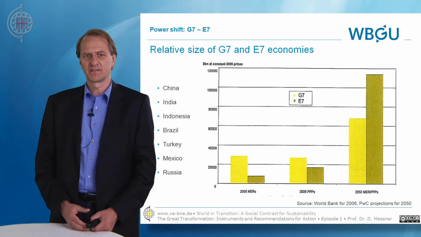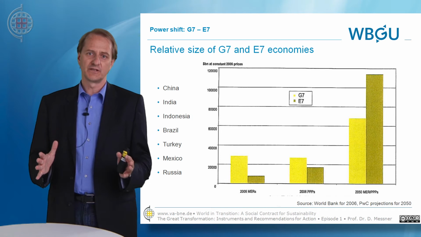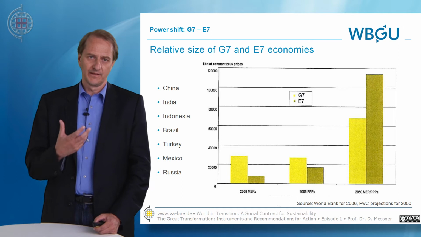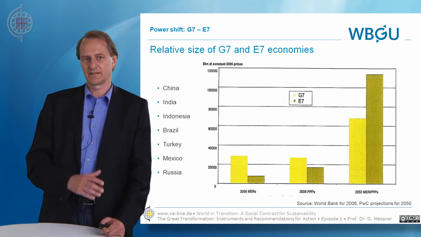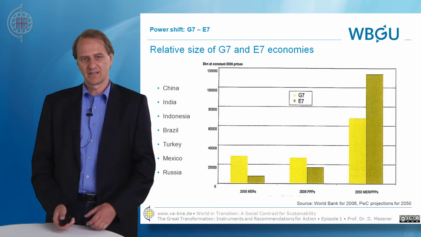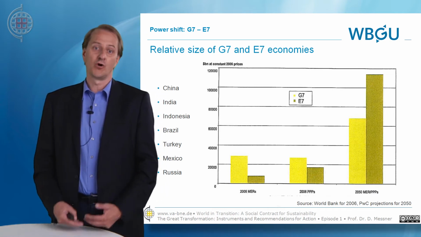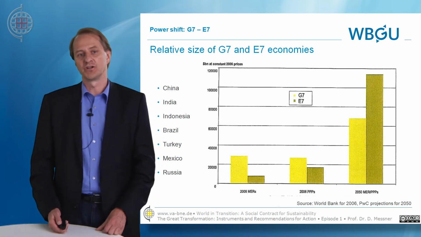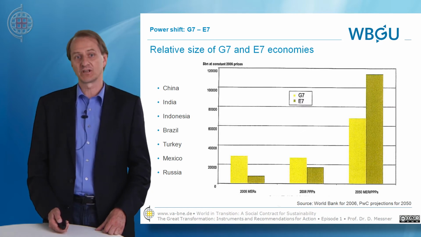This is an important slide because it explains the political constellation in which we need to make the low carbon transformation. This slide shows that we are currently going through a massive change and a massive shift of power structures in the global economy. What you can see here is the relative size of the G7 countries, the old industrialized countries, and the E7 economies, the emerging economies. In this case, China, India, Indonesia, Brazil, Turkey, Mexico, and Russia.